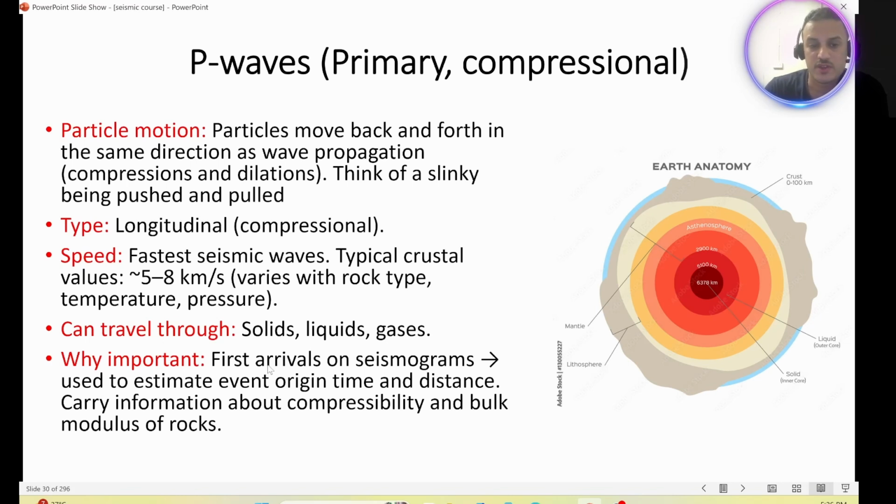Why is it important? This first arrival on the seismogram is used to estimate the event origin time and distance, because it's the first seismic wave arriving on our seismogram. It also carries information about compressibility and bulk modulus of rock.